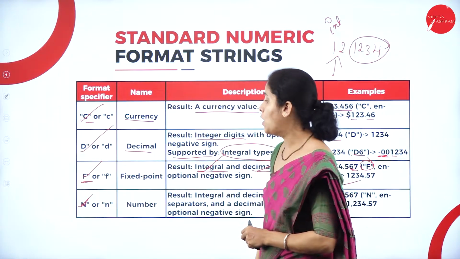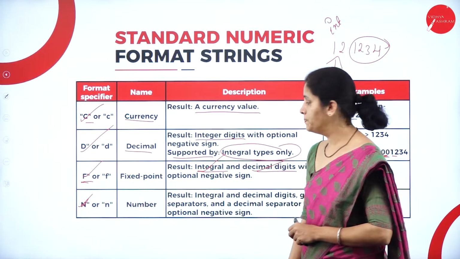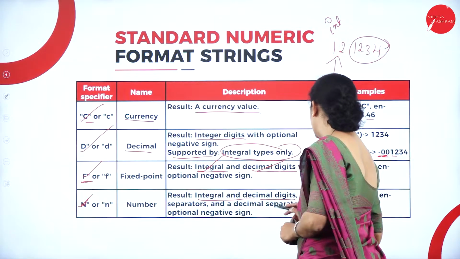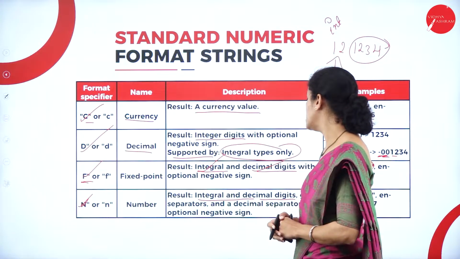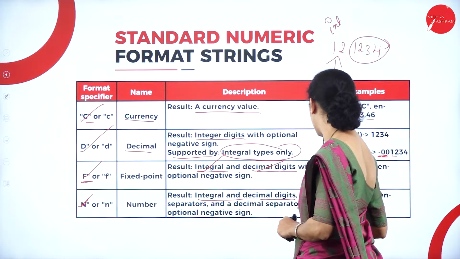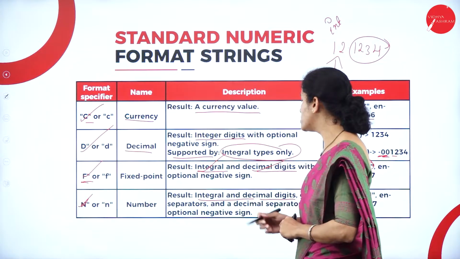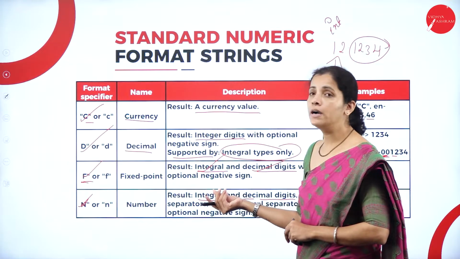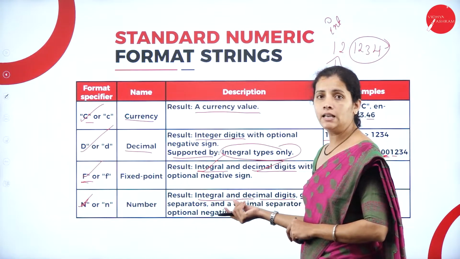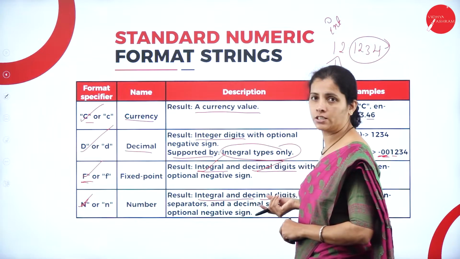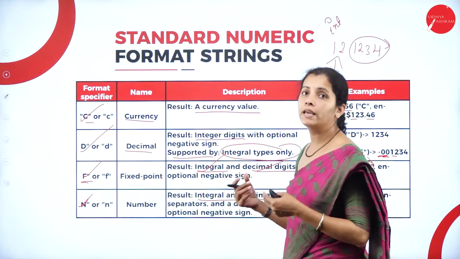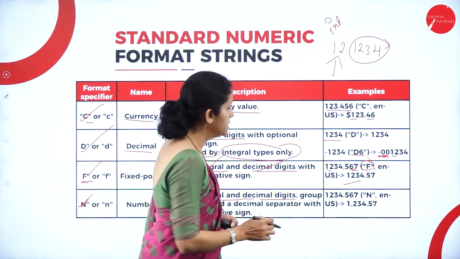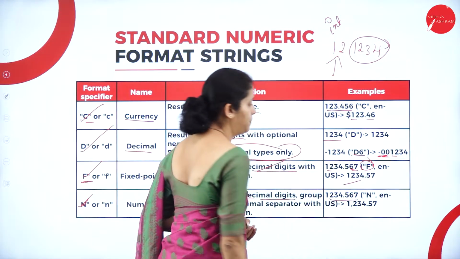Now I have another format specifier, that is number, and it is represented by using the character N or small letter n. It gives integral and decimal digits, a group separator and a decimal separator, with an optional negative sign. So what is number? It is an integral and decimal digit with the negative sign, and I can have the group separator. See here I have the example.